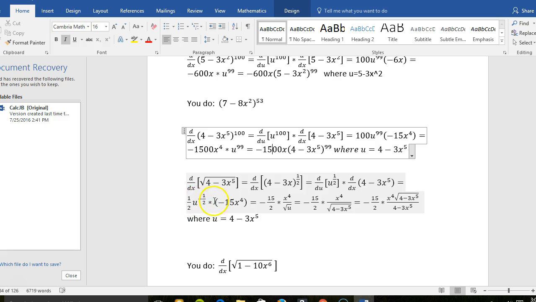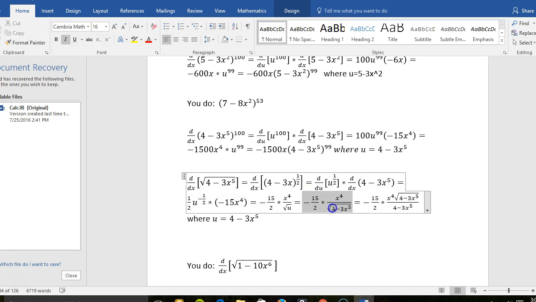Now, u to the negative half, that's the square root of u downstairs. Okay, so we have negative 15 halves times x to the 4th over, remember, we replace u with what u is, which is this 4 minus 3x to the 5th. So put that in there. And then now your professor might be happy if you stop here. I mean, this is cool. This is really the right answer right here. But sometimes your professor is funny about radicals in the denominator. Some professors are. It depends on the professor at hand.